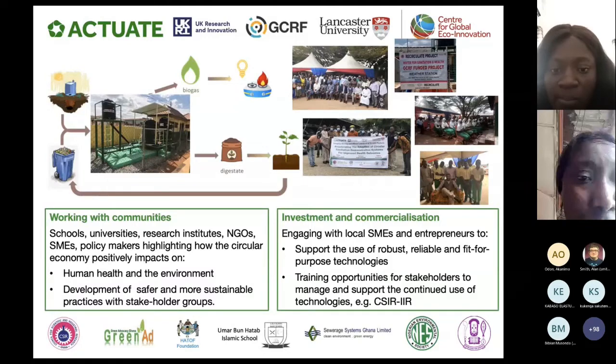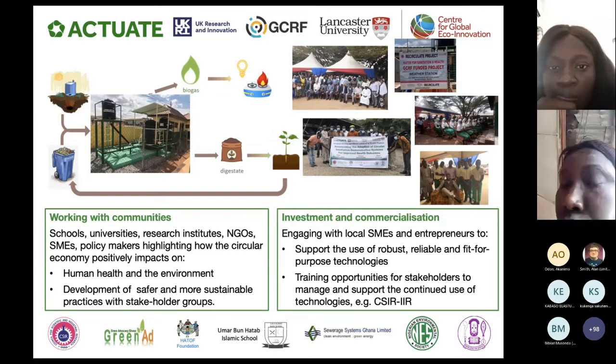So ultimately, we're working with communities through this project. We're working with schools, we're working with universities, we're working with research institutes, NGOs, SMEs, policymakers to focus on the delivery of the circular economy and the positive impacts on society through health and the environment. And also to think about how we can develop more safer and sustainable working practices in this space.